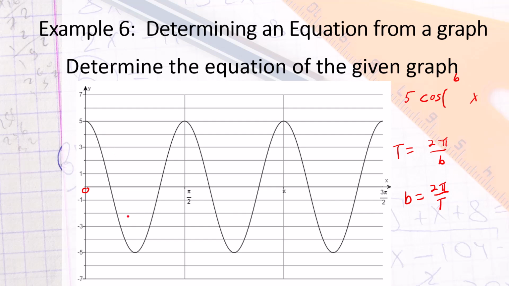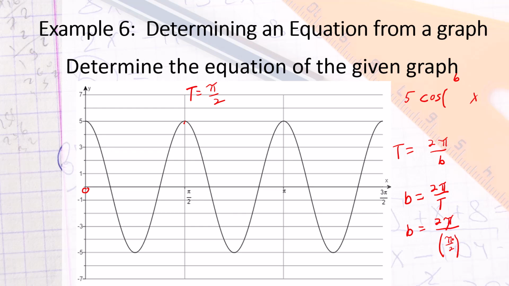Well, here is one complete revolution right there, which is what T actually is. T is basically the time it takes for this thing to repeat. That is pi over 2. So this tells me that T is equal to pi over 2. We can substitute that in here, and we are going to have b is equal to 2 pi divided by pi over 2.